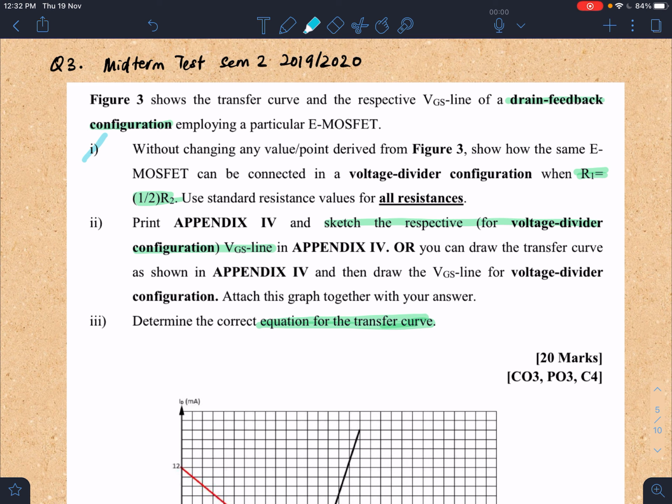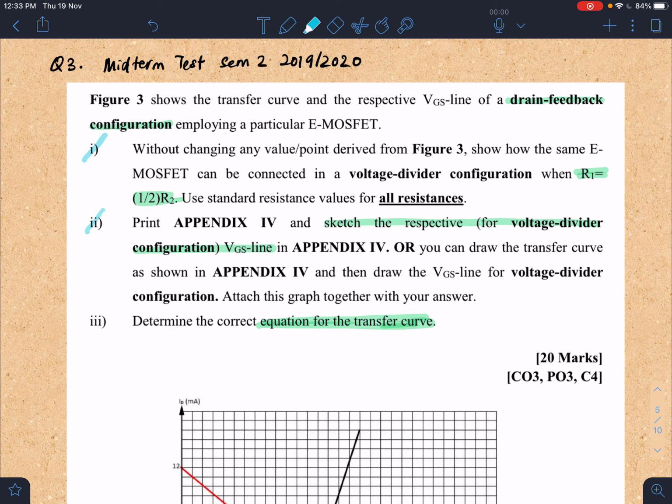Number 1: without changing any value derived from figure 3, show how the same E MOSFET can be connected in a voltage divider configuration when R1 equals half of R2, and use the standard resistance values for all resistances. Question 2: print the appendix 4 and sketch the respective voltage divider configuration VGS line in appendix 4, or you can draw the transfer curve as shown in appendix 4 and then draw the VGS line for the voltage divider configuration. Attach this graph together with your answer.